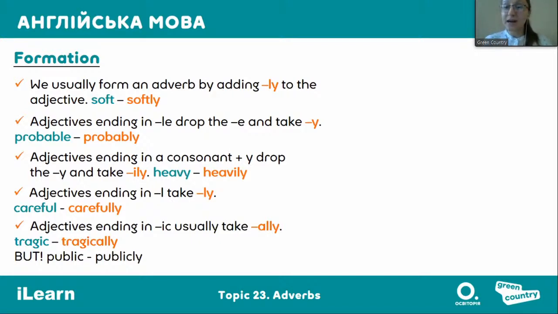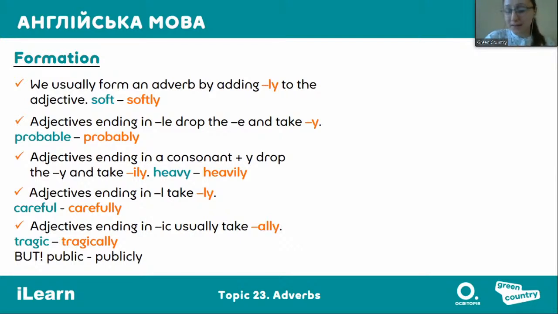Adjectives ending in ic, ік, да, ми знаємо їх як ік, usually take ally. For example, tragic, tragically. Да? Тут найбільше потрібно додати літер, да? Вийде tragic, tragically. But there is one exception, that is public, publicly. Є тільки одне виключення насправді.